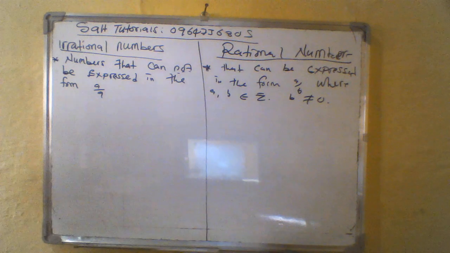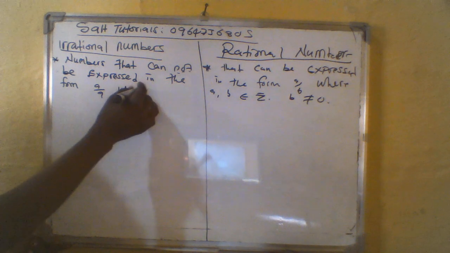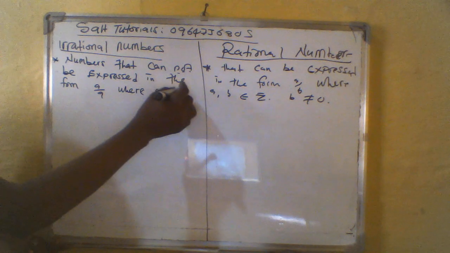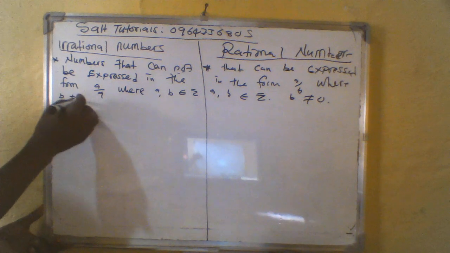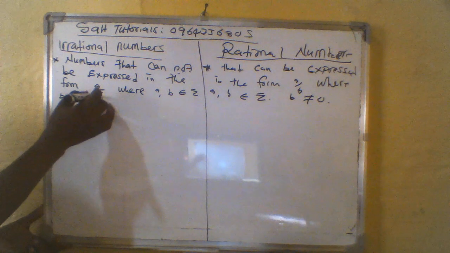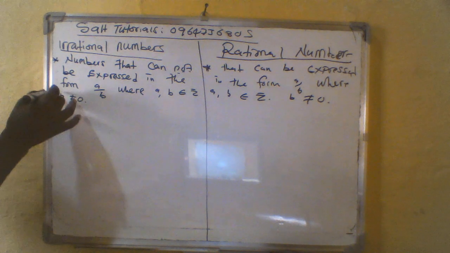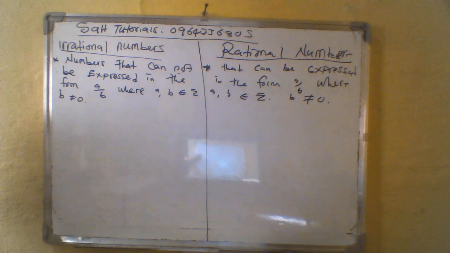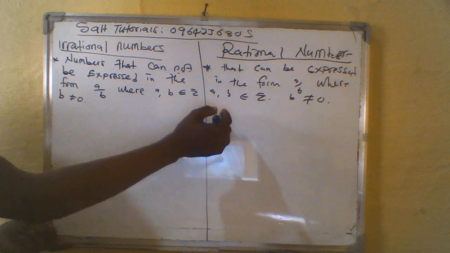This one can be expressed in the form of A over B, where A and B obviously should be members of the integer set and B should not be 0. So any number which cannot be expressed in that form, which is difficult to be expressed in that format, is basically an irrational number.